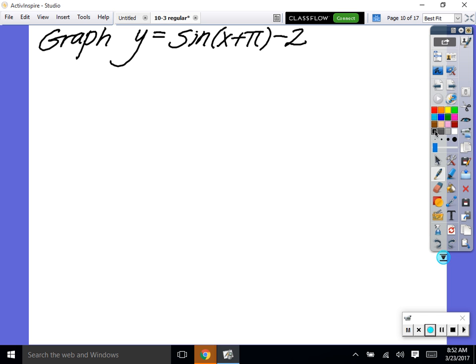Okay, this is my last example here. So we would say this is an amplitude of 1. My period is 2 pi divided by b. B is 1, so my period is 2 pi. We're shifting left pi and down 2.